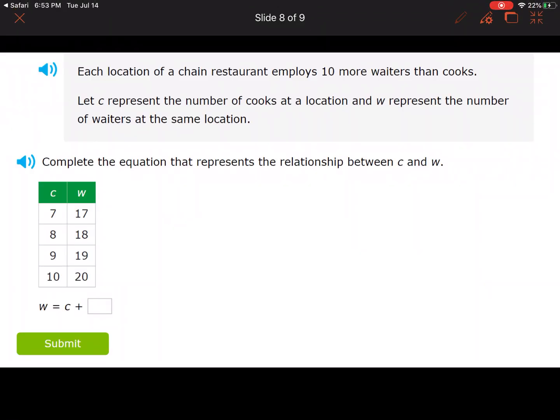For this one, okay, each location of a chain restaurant employs 10 more waiters than cooks. Let C represent the number of cooks at a location and W represent the number of waiters. So we're trying to figure out how do we go from 7 to 17. Well, right here it says they employ 10 more waiters than cooks. So how do we start with 7 and go to 17? Well, how do we represent 10 more? We're adding 10, guys.